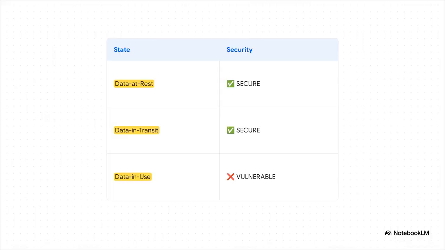Okay, so think about your data in three basic states. First, there's data at rest. Files just sitting on your hard drive. We've got great tools for locking that down. Then there's data in transit. That's information zipping across the internet. And yeah, we're pretty great at securing that too. But the real problem, the weak link in the chain, has always been data in use. This is the moment your data is actually being processed, and it's shockingly vulnerable.